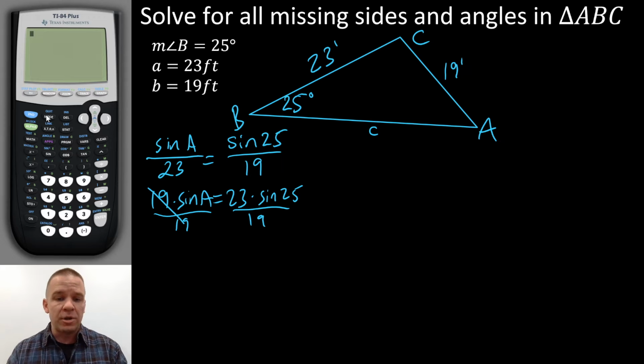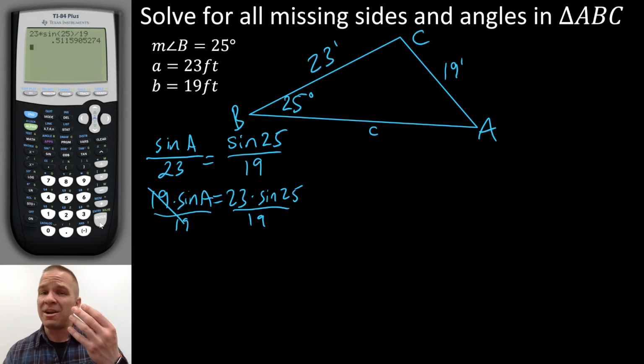All right, so now I'm going to type in 23 times the sine of 25. So sine 25 degrees. I'm going to close my parentheses, and I can either just divide by 19 right here, or I could hit enter and then divide by 19. Either way is fine. Order of operations will do the multiplication first and then the division second. They go in the order in which they appear in the problem. So now I have this decimal equals sine of A.